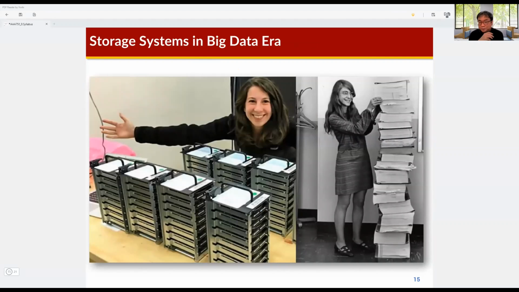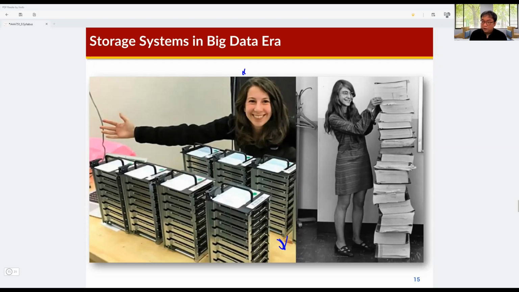Okay, so data is huge. This left photo shows the hard disk drive. She captured the image of the black hole, and in order to capture this image of the black hole, we need to have 700 terabytes of raw data, and this is the hard disk drive that contains this 700 terabytes of data. So the data size is very huge, and the weight of all these hard disk drives is about half a ton.